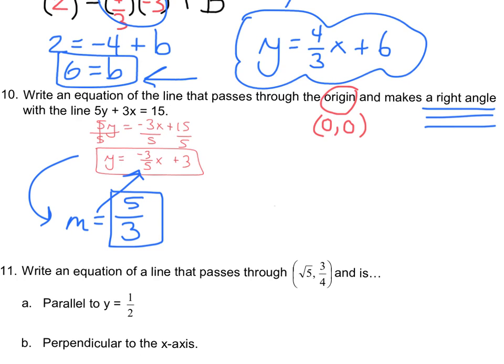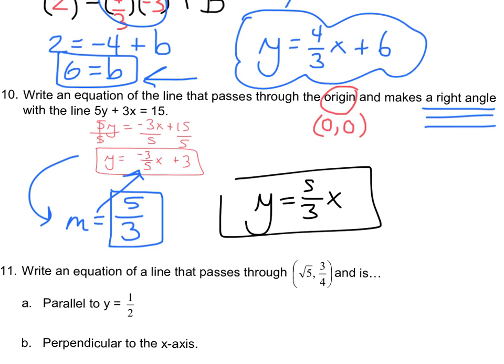Now I could go through and do what I did on the last problem and set up y equals mx plus b and plug everything in, but because I have 0, 0, I know it's going to go through the origin, and the origin is on the y-axis, so the y-intercept is 0. So it's just going to be y equals 5/3 x plus 0, or just y equals 5/3 x.